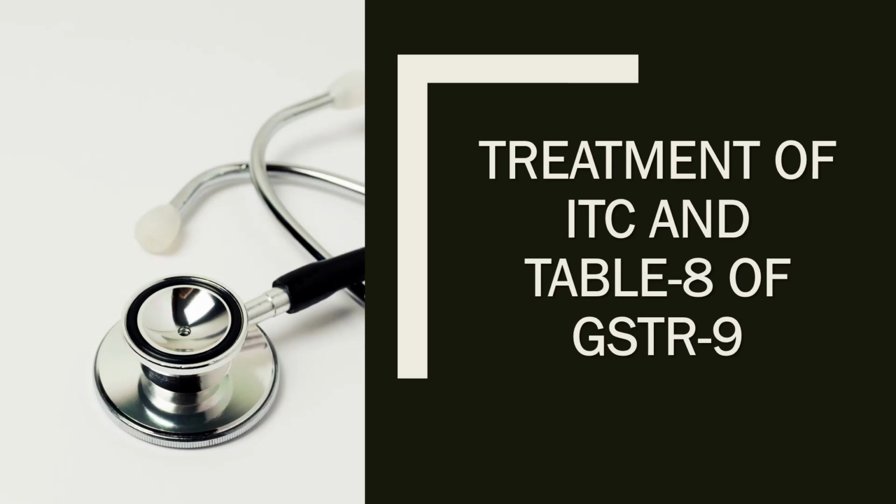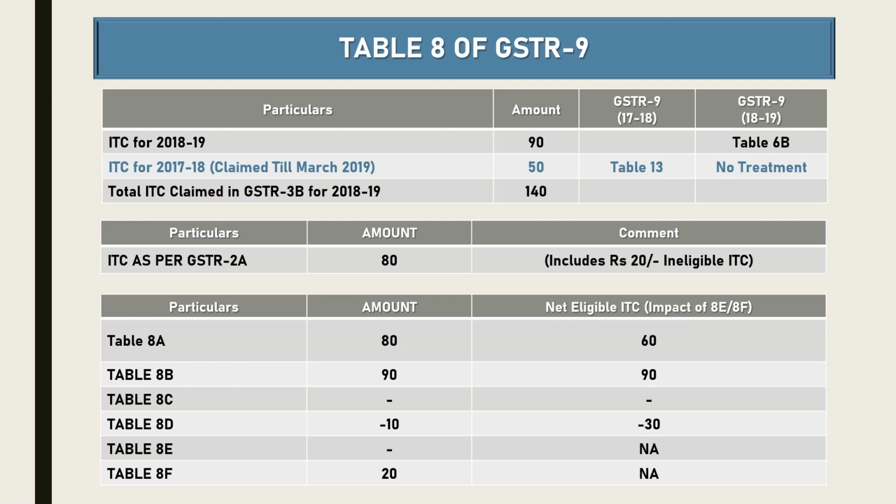Now coming to the next part, how treatment of ITC is to be made in table 8 of GSTR 9. We have discussed tables 4, 5, 6 and 7, and the same rationale would be adopted in all these four tables. Now coming to table 8 of GSTR 9, how it would be treated. Now look at this example.